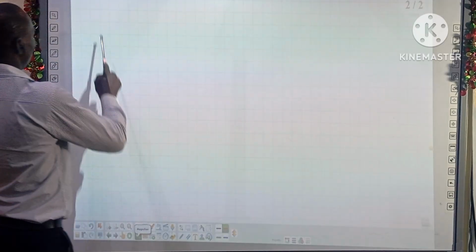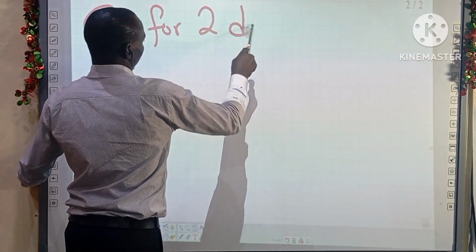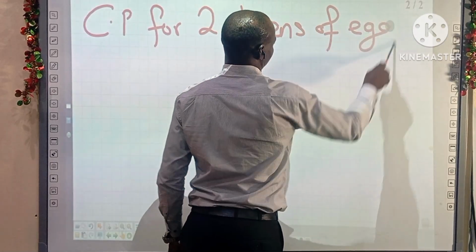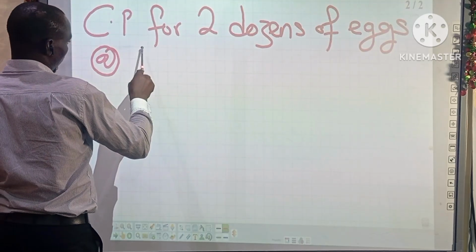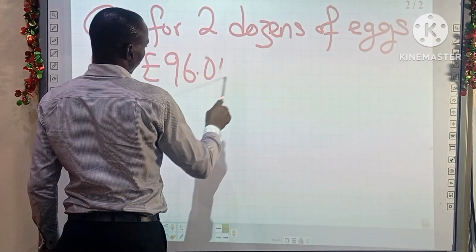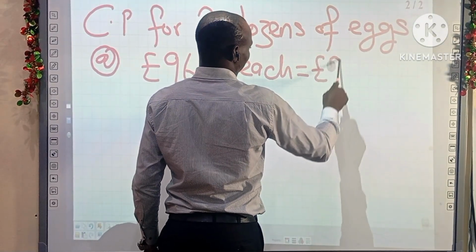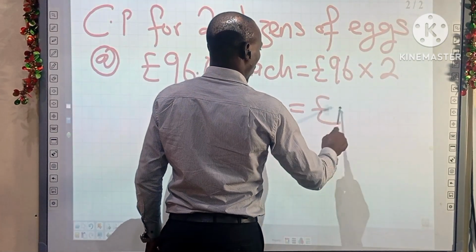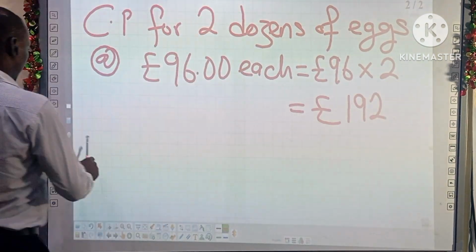So cost price for 2 dozens of eggs at 96 pounds each will be equal to 96 times 2, which is equal to 192 pounds. Then selling price for, remember, we have 22 eggs left.